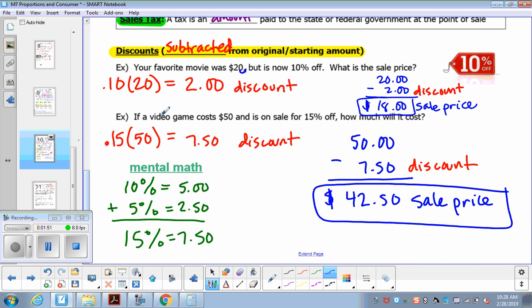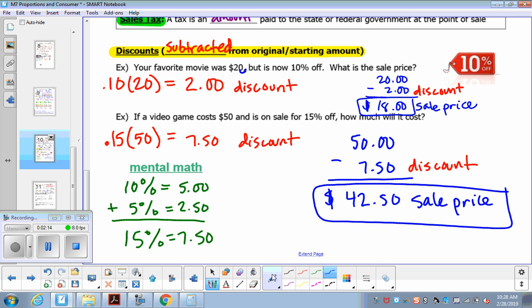Now for the next one, if a video game costs $50 and is on sale for 15% off, how much will it cost? So folks, you want to be able to be in a store and see how much something costs. And if there's a 15% off sale, you want to be able to just do it in your head. You don't want to be that adult who has to take out their phone for the calculator. So let's do the mental math real quick for 15% of the $50.